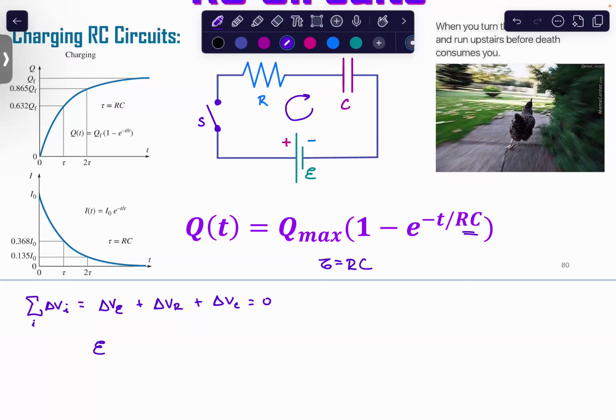No, that doesn't tell me anything. So the current goes clockwise. So go across the resistor. You're going clockwise, the same direction as the current, across the resistor. Negative. So that's going to give you negative IR. What about the capacitor?